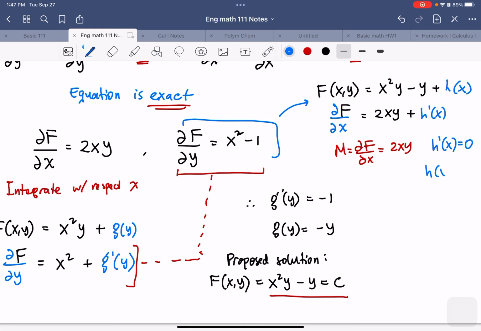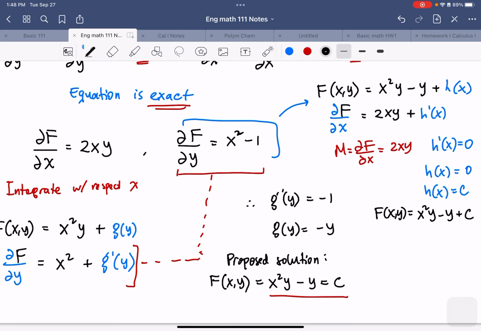Now the h(x) is either 0, or it can also be a constant, right? So the proposed solutions, both are okay because they make sense for our proposed solution. The proposed solution from here, if we take another root, is x squared y minus y, and then if we take 0, then this is the solution, or if we take the constant, this is also plus c.